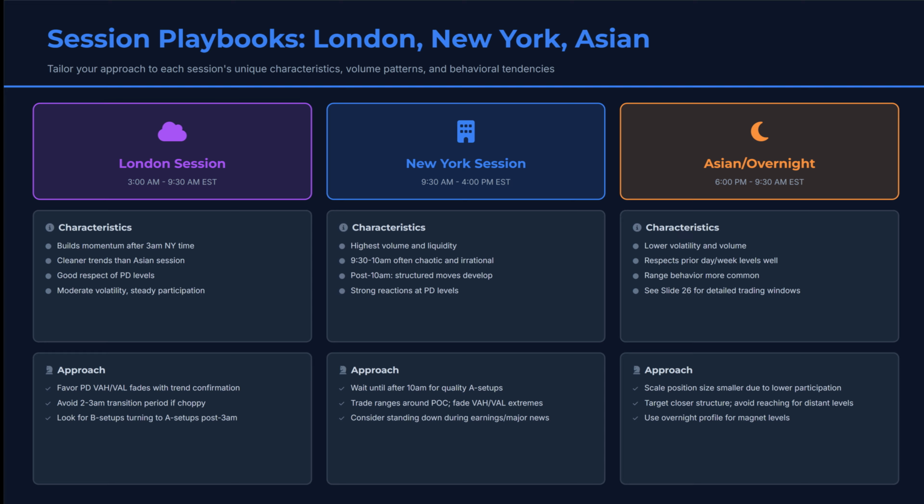Finally, let's talk about the Asian overnight session, which spans from 6 p.m. to 9:30 a.m. Eastern Time. This is the longest time window, starting when U.S. markets close and extending until New York opens the next morning. It includes Asian market hours, Tokyo, Hong Kong, Singapore, and the tail end of European hours. This period is often referred to as the overnight session or Globex hours by U.S.-based traders.